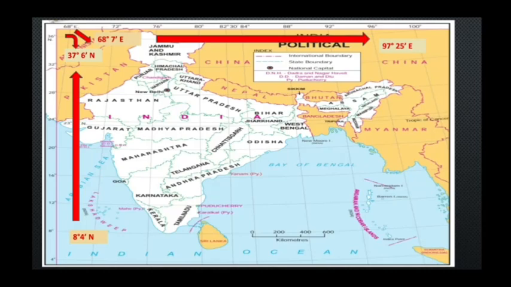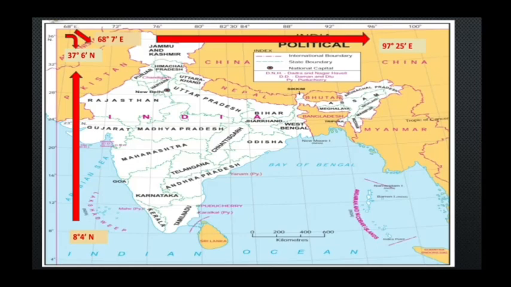So now let us see the longitudes. The numbers are put on the top. You can see 68, 72, 76. These are the longitudes that show the degree for the longitudes. So now let us see the extent of longitudes.